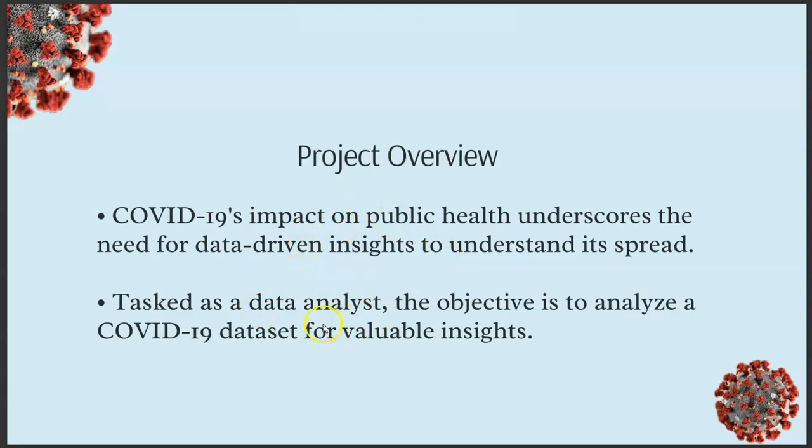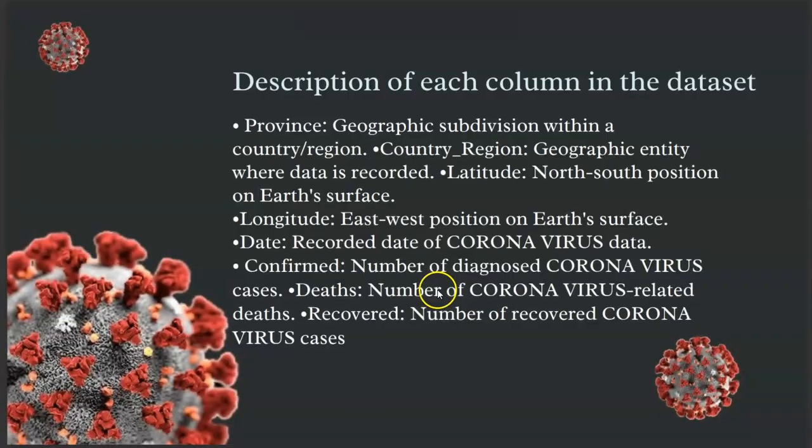Here we have analyzed our dataset and give some insights. Description of each column in the dataset. Here we have the province column, which is a geographical subdivision within a country. Then we have a country column. Then we have a latitude column, longitude column, date column, death, recovered and confirmed. Here we use these dataset descriptions.